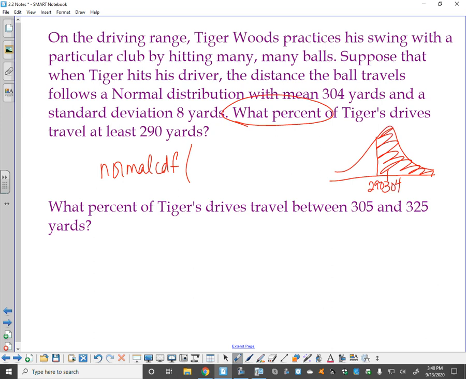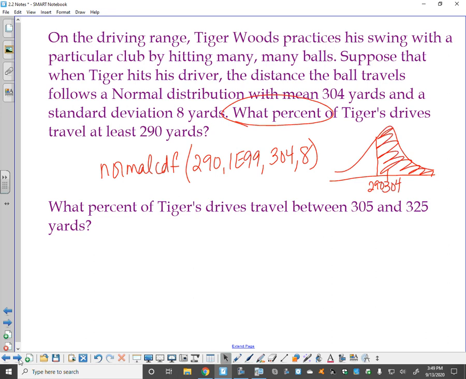So I know it should be more than 50%. Now, again, I graphed that really fast, so make sure that makes sense. I threw the average on there. I know where 290 is in relation to 304. It says at least 290, so I know I'm shading above it. So I'm going to go from 290 definitely to infinity because I have no idea how far he can hit this golf ball, with a mean of 304 and a standard deviation of 8 yards.